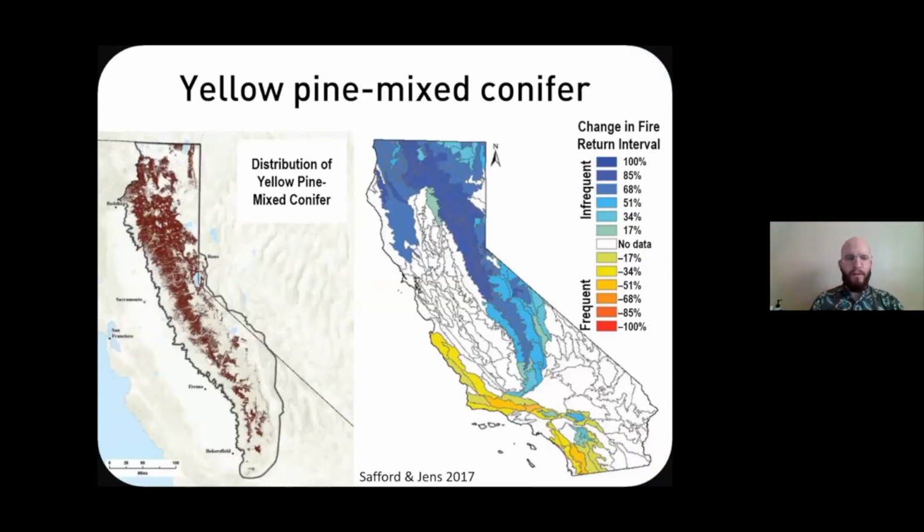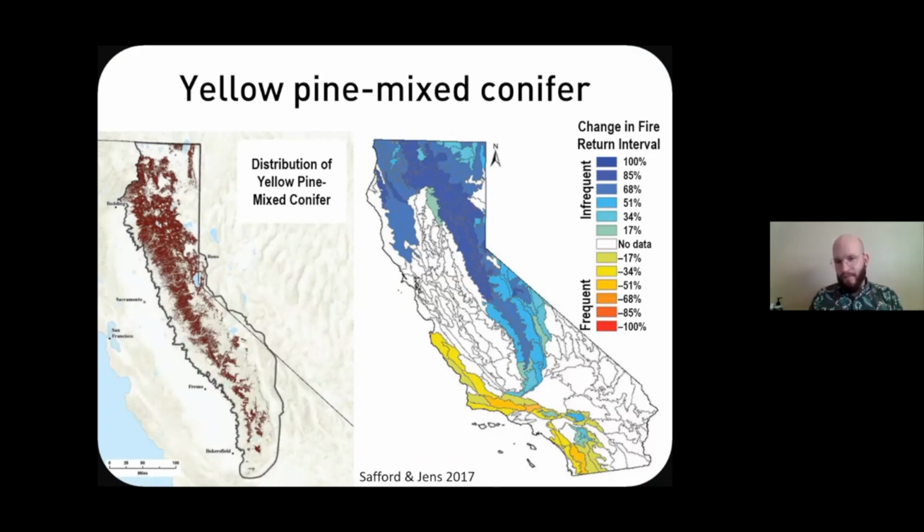And it runs north and south through the Sierra Nevada. On the left, you can see the range from Bakersfield up to Redding. And then if you look on the right, you can see how these forests have changed in the last 100 years. So the blue in this region signifies a change in fire return interval. So what that means is that these forests are burning a lot less frequently than they have historically. They used to burn about every 7 to 11 years, and now they're burning every 20 to 50 years.